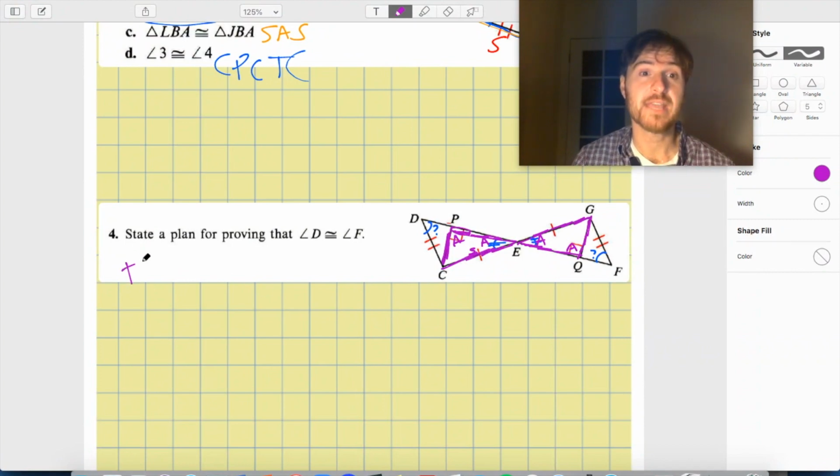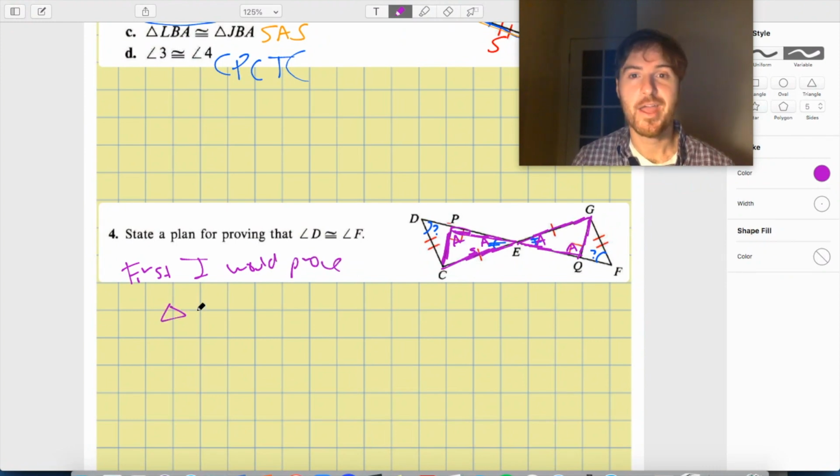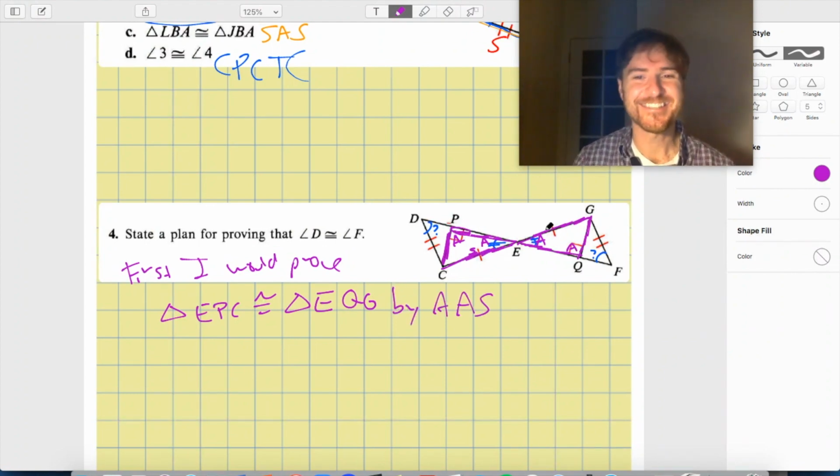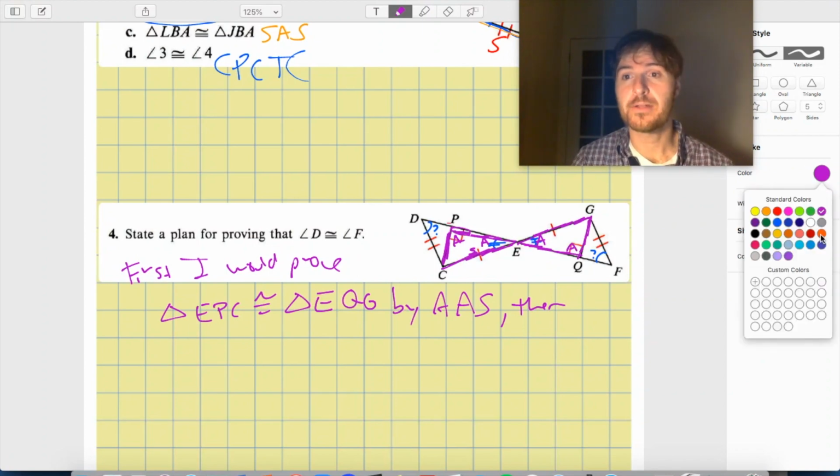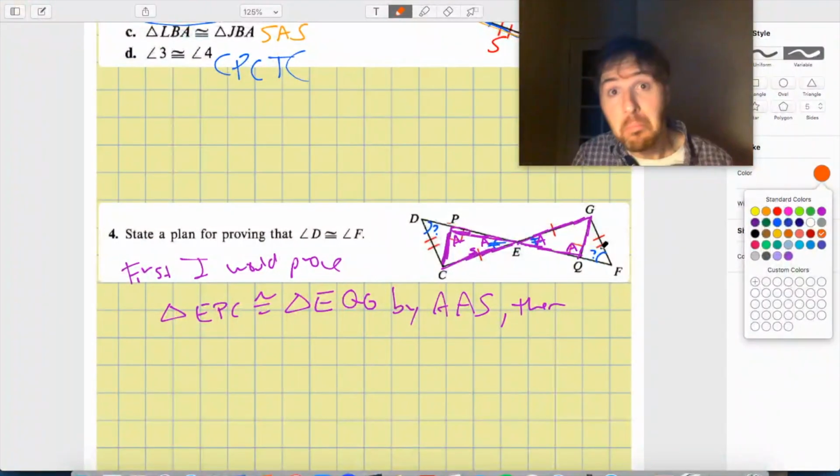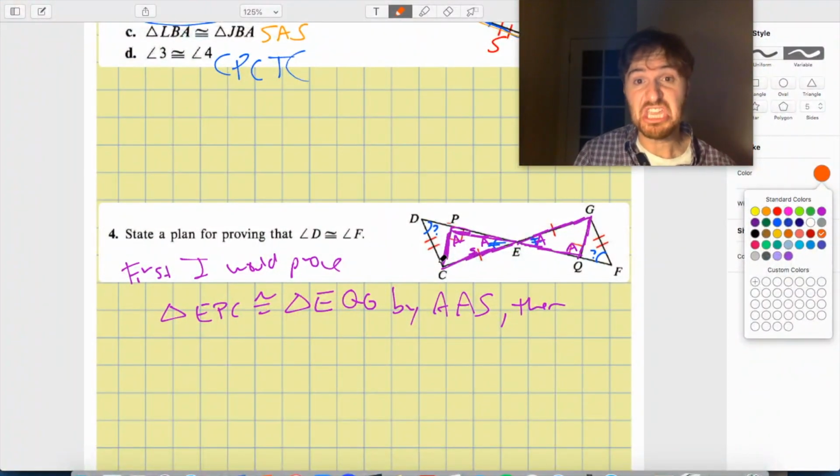Okay, so what I would say here is first, I would prove triangle EPC congruent to triangle EQG by AAS. Then those are my helper triangles. How are they going to help me get to angle D being congruent to angle F? Well, I have DC congruent to GF.